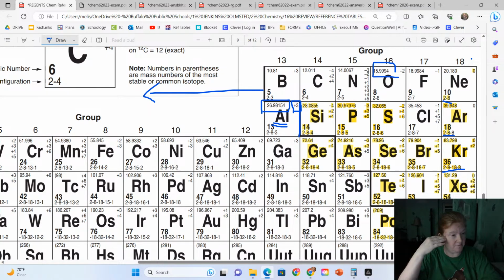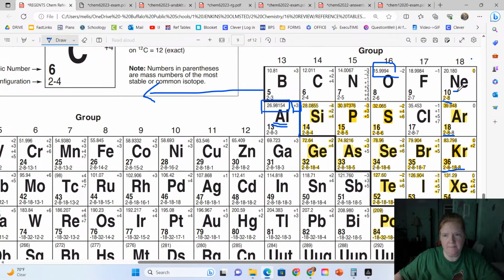What do they have in common? Yes. I don't even have to say how many valence electrons they have. I just have to say they have the same. I could say they all have 8 valence electrons. I don't want to say they have the same amount of electrons because they don't.